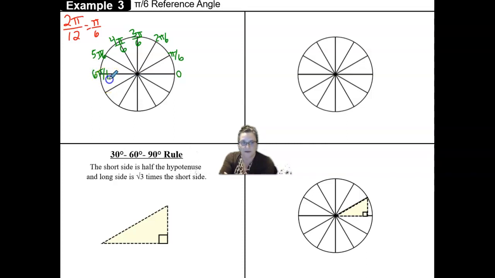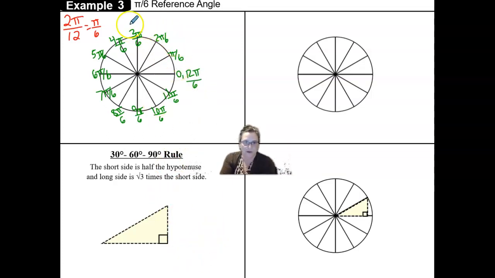Then we have 7 pi over 6, 8 pi over 6 reduces to 4 pi over 3, then 9 pi over 6 reduces to 3 pi over 2, 10 pi over 6 reduces to 5 pi over 3, 11 pi over 6, and then back around to 1 revolution of the circle at 12 pi over 6, which reduces to 2 pi.